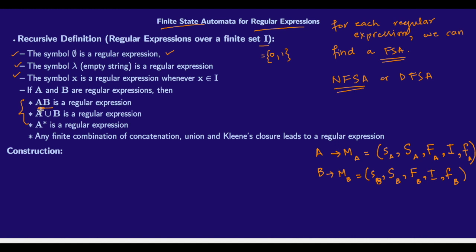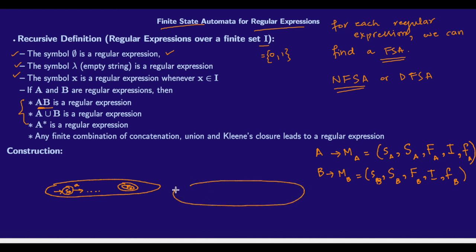Now we are interested in finding a finite state automaton for a concatenation of A and B. Imagine this is my SA, and there are some transitions. Let's say this is input A, and this is the final state of A. There can be any number of states here. Then similarly, we have for B, SB, then any inputs here, and then the final states of B here. Like this.